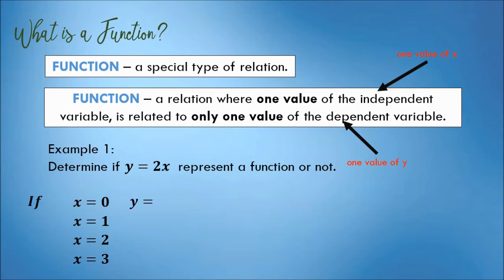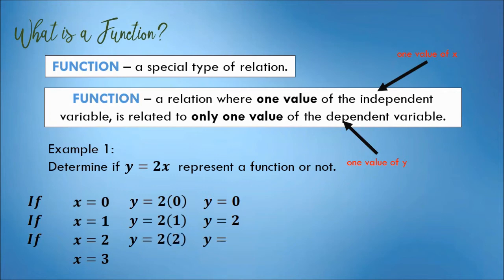If x is 0, then y is equal to 2 times 0. Therefore, y is equal to 0. If x is 1, then y is equal to 2 times 1. Therefore, y is equal to 2. If x is equal to 2, y will be equal to 2 times 2, therefore, y is equal to 4. If x is equal to 3, y will be equal to 2 times 3, therefore, y is equal to 6.